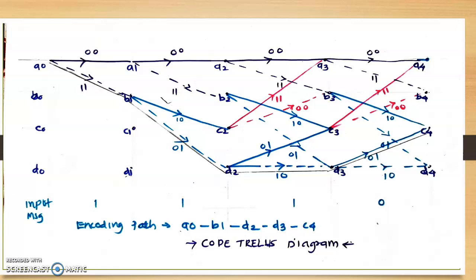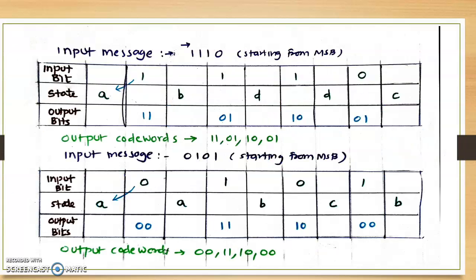So for the second column, when B1 has got a 0 input, it will go from B1 to C2 with output 1 0. With a 1 input, it will go from B1 to D2 with output 0 1. So in this way, considering all A, B, C, D inputs, I will complete this diagram up to A4, B4, C4 and D4. The path which I will follow for encoding is A0, B1, D2, D3 and C4. So this is called the code trellis diagram.